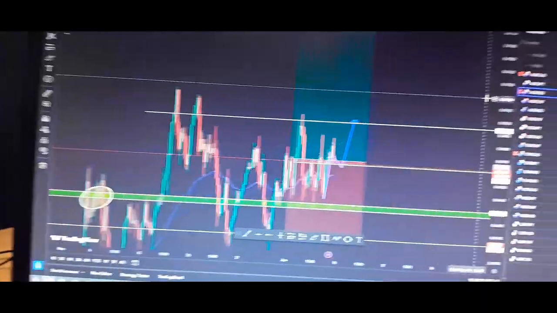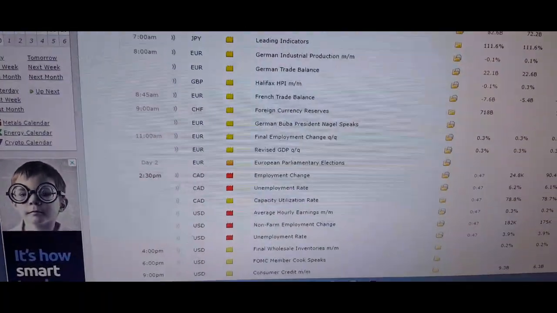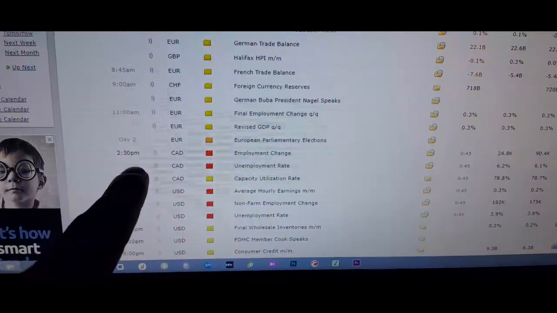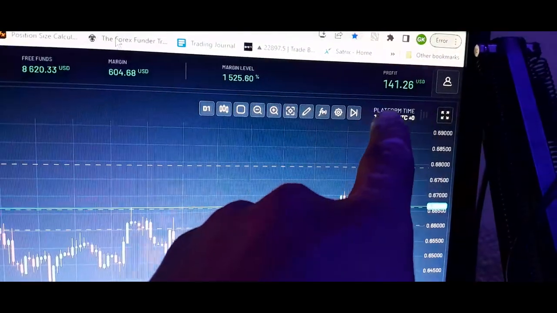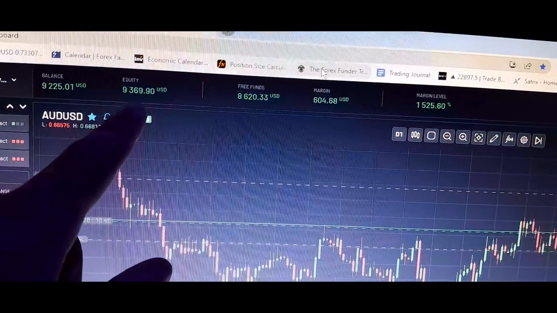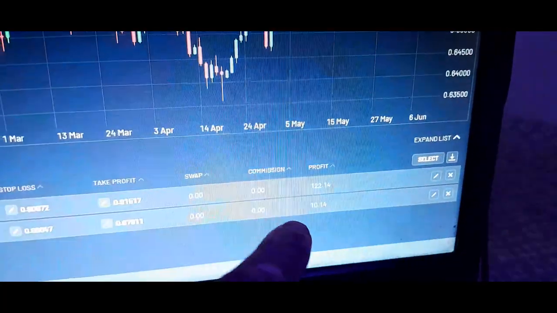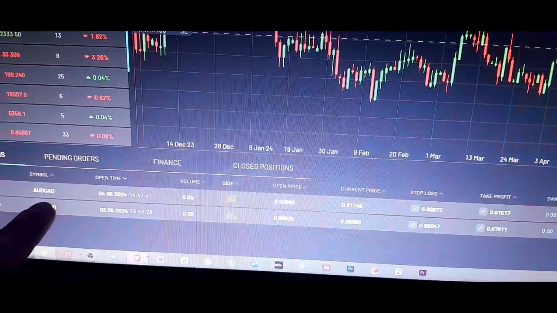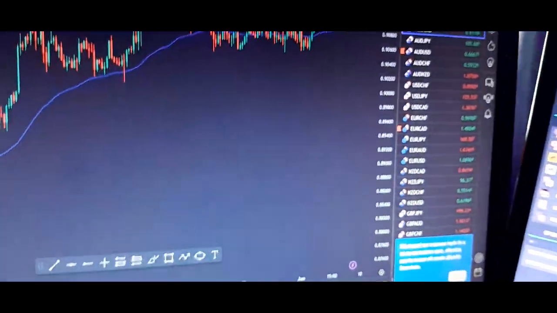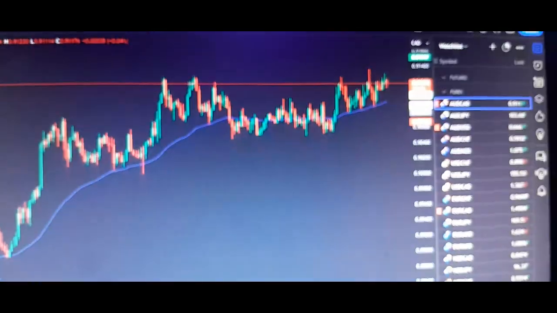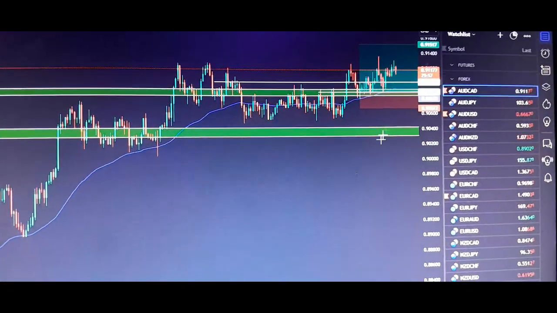So let's see. Okay, right, again, we got NFP coming out anytime soon, guys. As you guys can see, non-farm payroll. We're gonna have NFP in 1 minute. So you guys can see we're currently at $140 in profit. Our account is currently at 9,300, and we have our Aussie CAD in profit, and we also have our Aussie dollar in profit, guys. So let's see, once the NFP is about to come out, how price is going to behave. So yeah, guys, we can see the NFP just comes out right now.